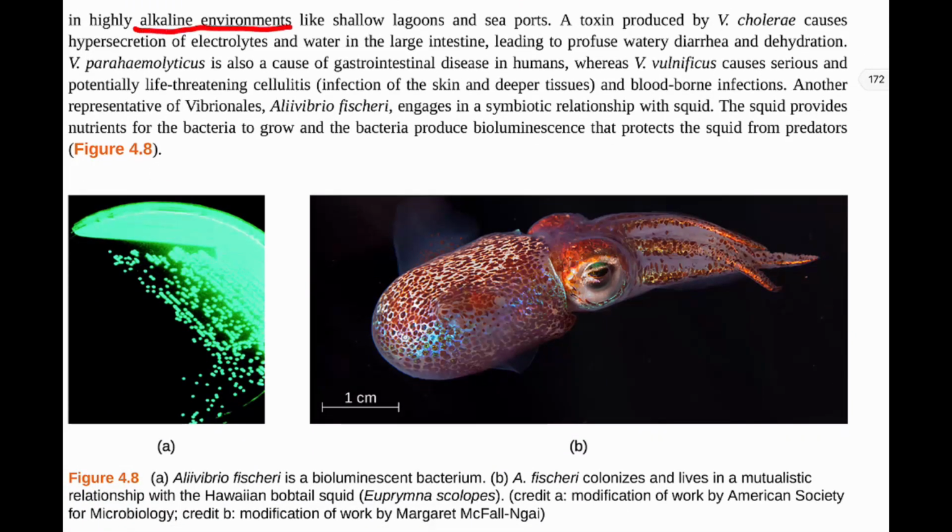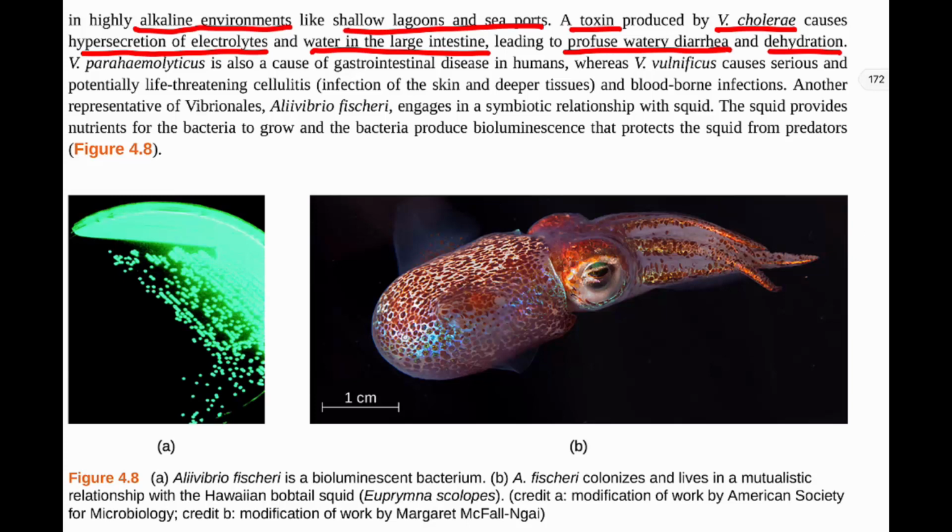And so this is interesting. A toxin that's produced by V. cholerae causes hypersecretion of electrolytes and water in the large intestine, leading to profuse watery diarrhea and dehydration. So it's actually the toxin produced by that bacteria that causes this increased secretion of electrolytes and water in the large intestine, and that is what leads to the diarrhea and the dehydration.